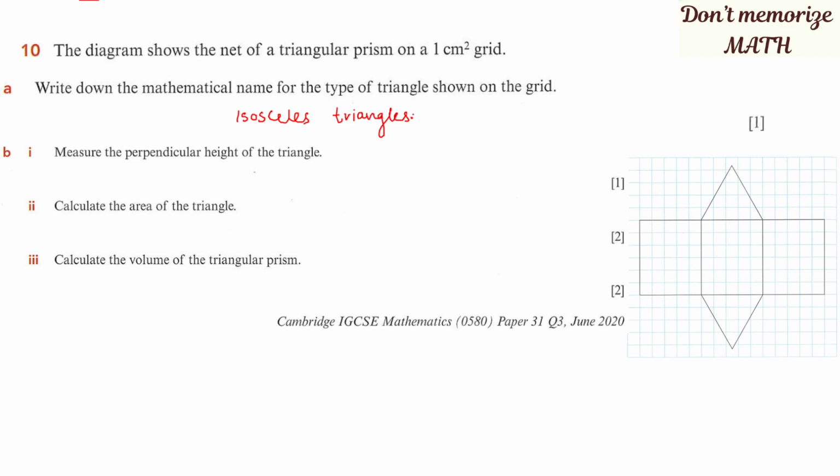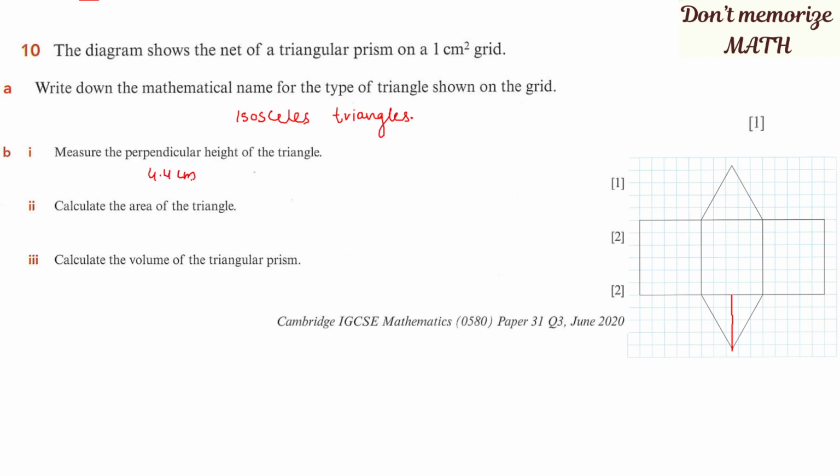Isosceles triangle. Then measure the perpendicular height. Measuring I cannot show you; you have to use your ruler. They are asking for the perpendicular height of the triangle. Perpendicular height means from here you should take a 90-degree angle, and keep the ruler properly so that you get exactly the perpendicular line. So measure it.